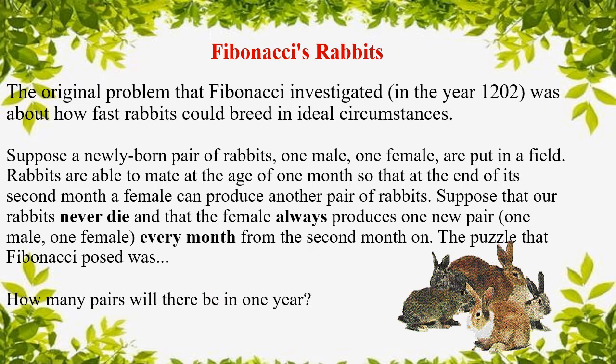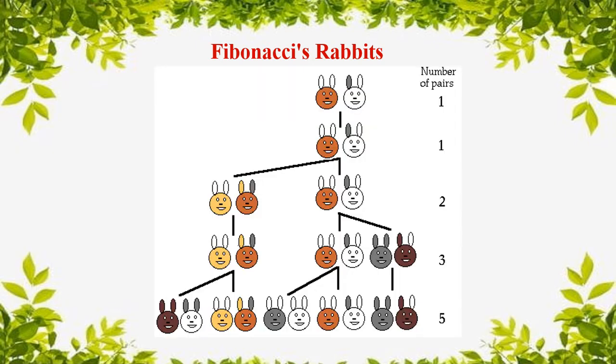As we look at this problem, it will take more time to calculate. So he finds the secret concept behind this problem. See this picture. At the end of the first month, they mate, but there is still only one pair. At the end of the second month, the female produces a new pair. So now there are two pairs of rabbits in the field.